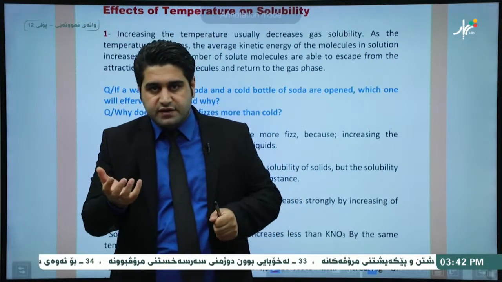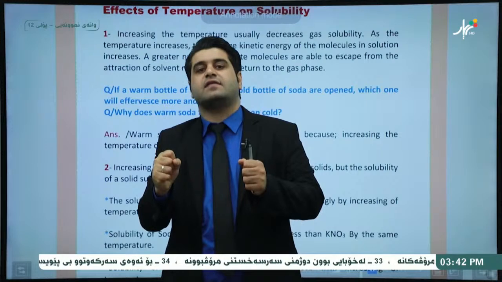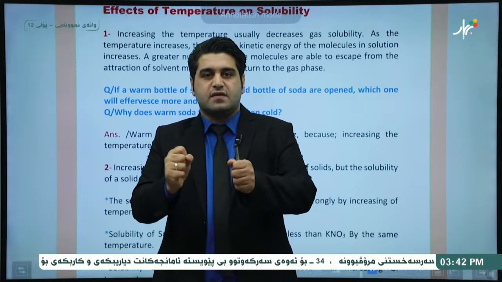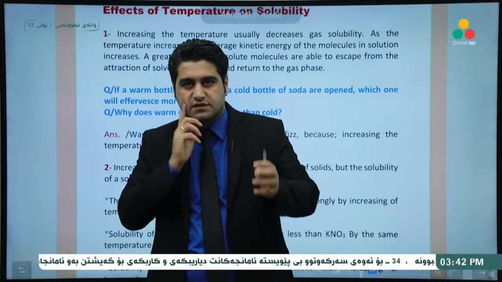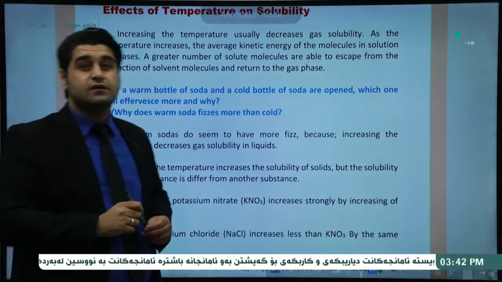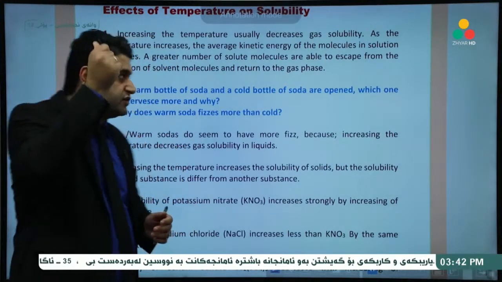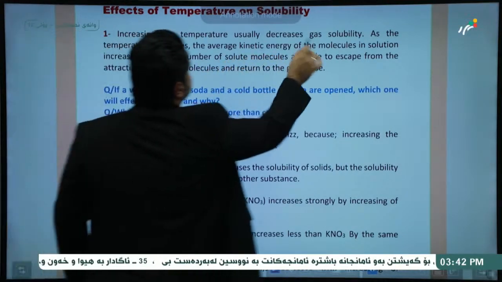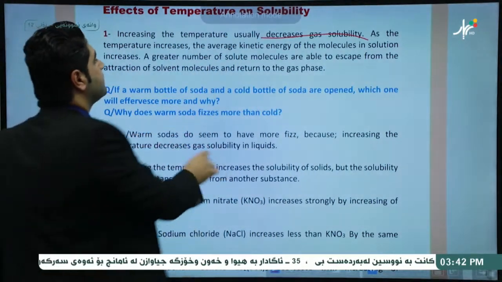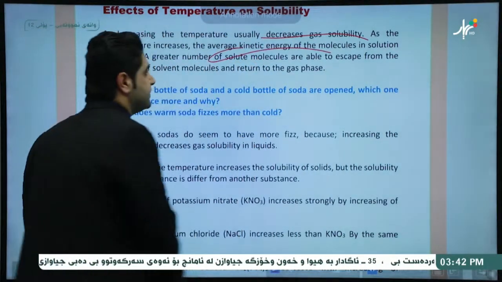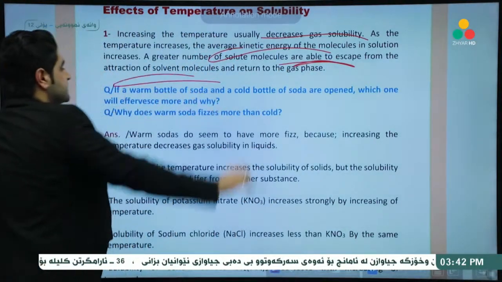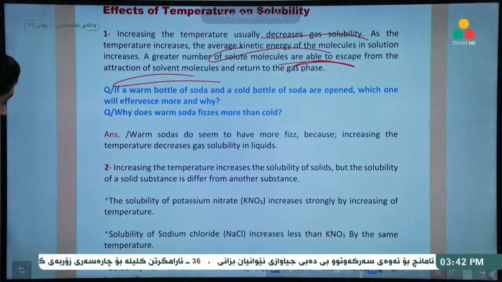Look, if the particles that are held by the attraction force of the solvent move fast, they can escape from this attraction force, so there will be effervescence. Now, how can we increase the movement of these particles? Using temperature. Increasing temperature usually decreases gas solubility. Why? Because the kinetic energy, the energy of motion, increases, so they are able to escape from the attraction force of the solvent particles.